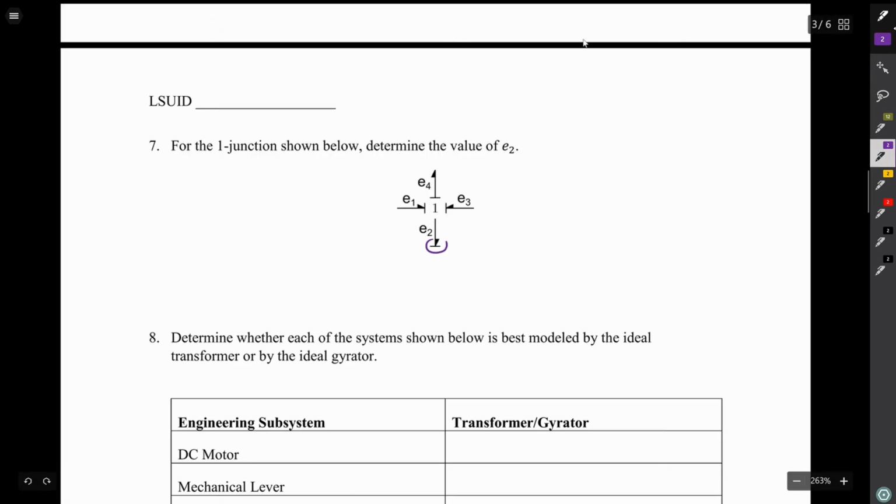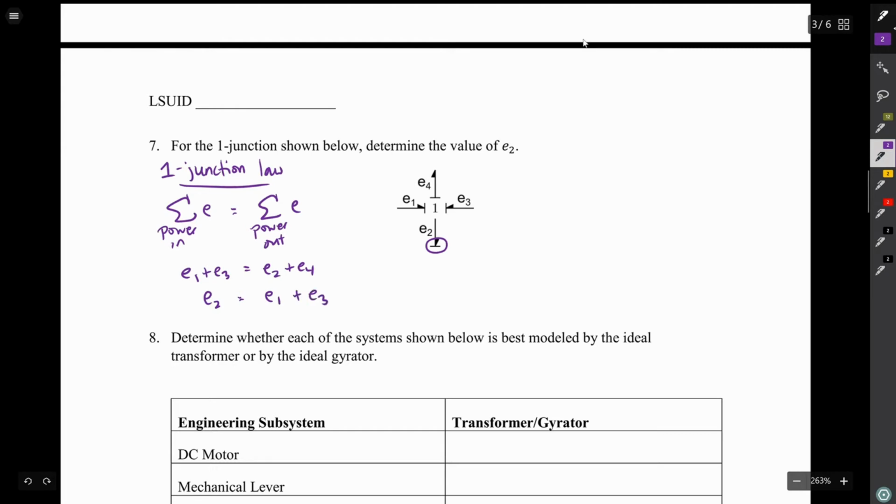This next question asks us to determine the value of the variable E2 given the bond graph that's shown. So we begin from the law for a one junction, which states that if we sum the effort variables on all the bonds with power directed into the one junction, this must equal the sum of all the effort variables on bonds which have power directed out of the one junction. So this gives us E1 and E3 on one side of the equation and E2 and E4 on the other. We can simply rearrange this for E2 to get the answer to the question.